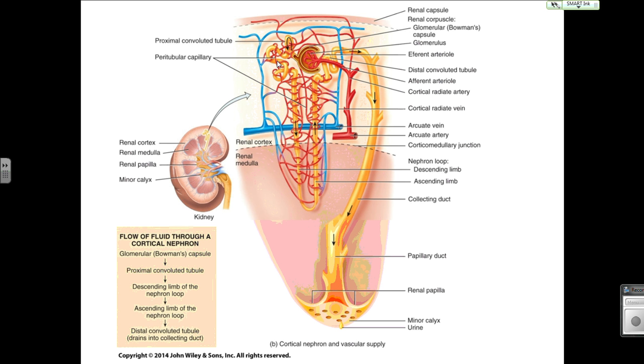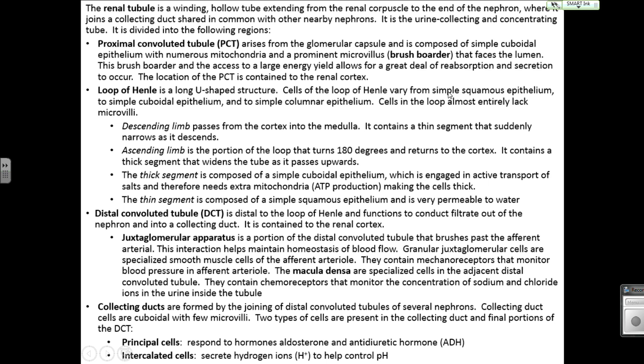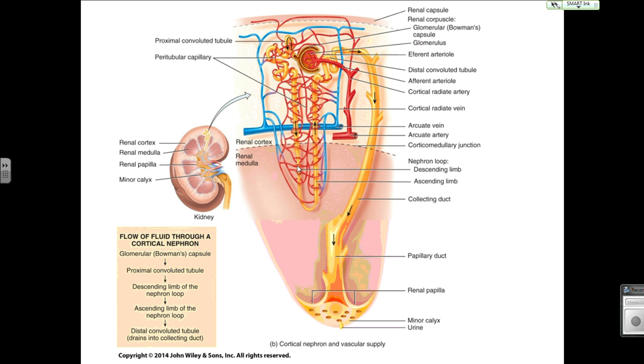The loop of Henle is not going to contain cells that have microvilli. Instead, they're going to be of different shapes. Some are going to be simple squamous, some are cuboidal, some are columnar. That's not super important. But we've got 2 parts, a descending limb and an ascending limb, because that's the flow that occurs. It drops down the descending limb and then goes back up the ascending limb. Something special happens in these 2 limbs.